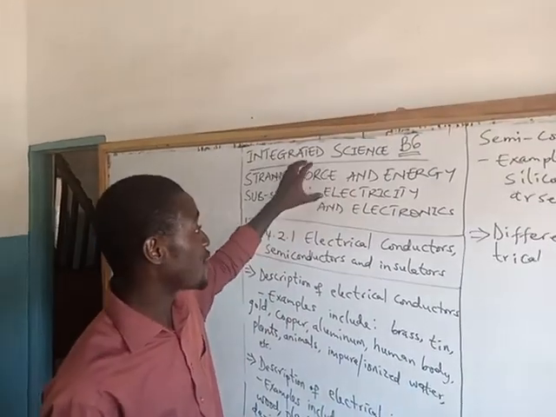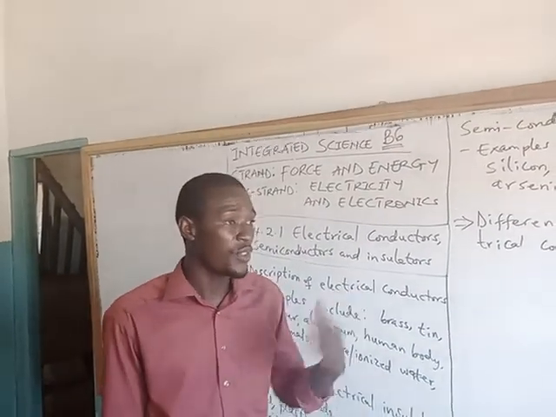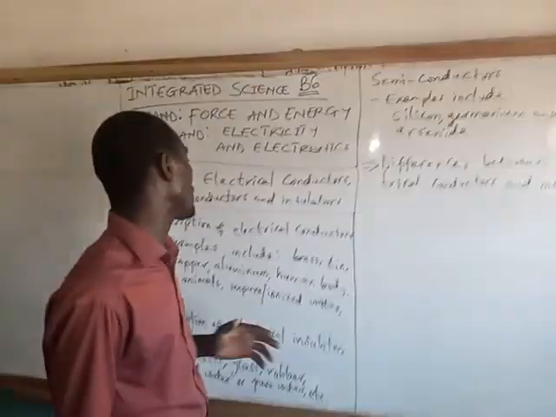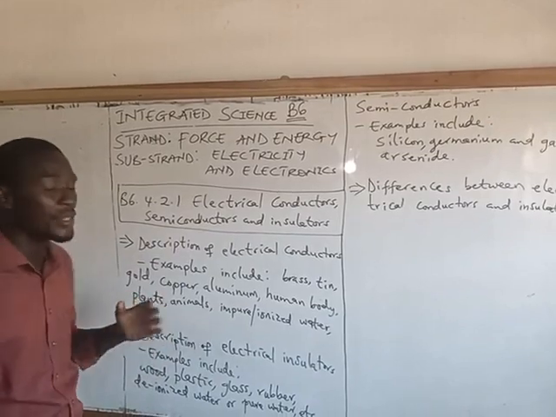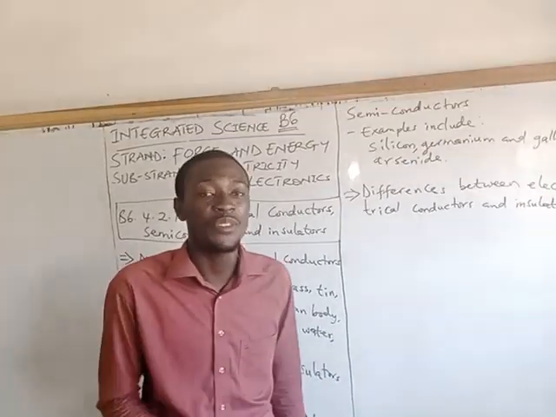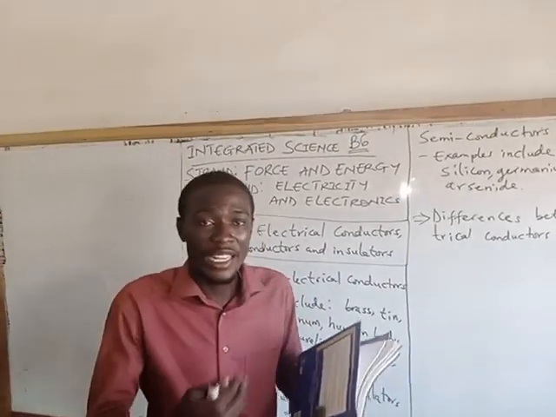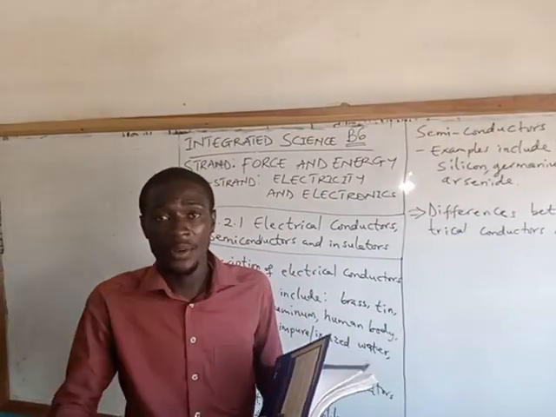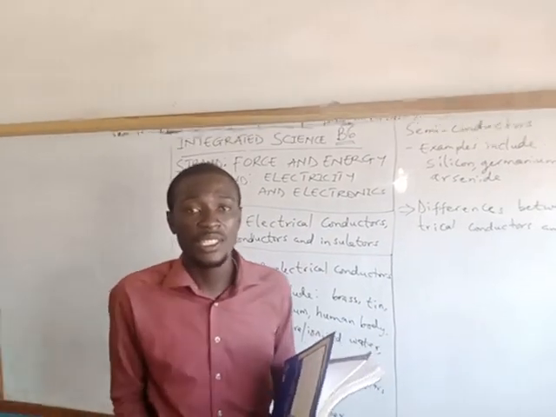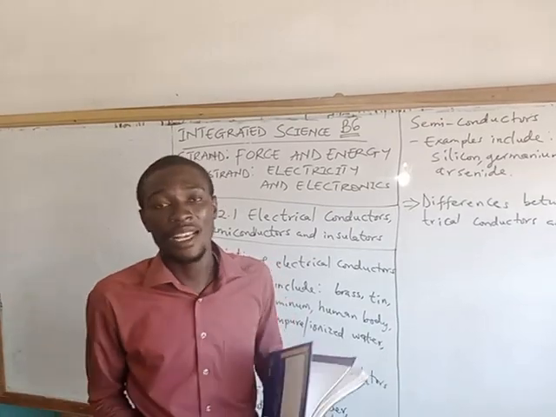It's actually another strand, force and energy. So we have other sub-strands that we need to look at before we move on to the next strand. Now, in this lesson, we want to look at electrical conductors, semiconductors, and electrical insulators. As we learned previously about electricity, we need a circuit, or a path through which this electricity or electric current can flow, so that we can get electricity to power up our electric appliances or electric gadgets.